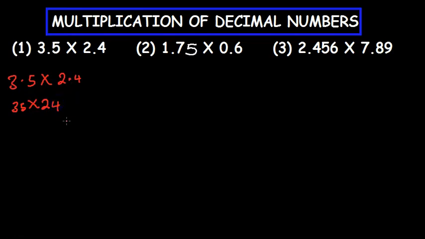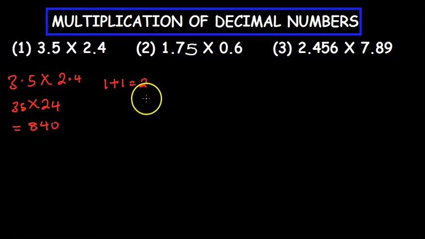But before you do that, in the first case, which is 3.5, we have 1 decimal place. And in the second number, 2.4, we also have 1 decimal place. So 1 plus 1 is simply going to be 2. This means we have a total of 2 decimal places. So 35 multiplied by 24, if you punch it in your calculator, is simply going to be 840.